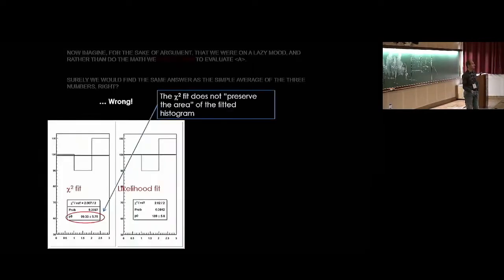Nope. No such luck. If you do a chi-squared fit with root, it will spew out as a mean 99.33. Interesting. If you do a likelihood fit, it will return 100. So what is going on here? What is said is that the chi-squared fit does not preserve the area of a Poisson histogram.